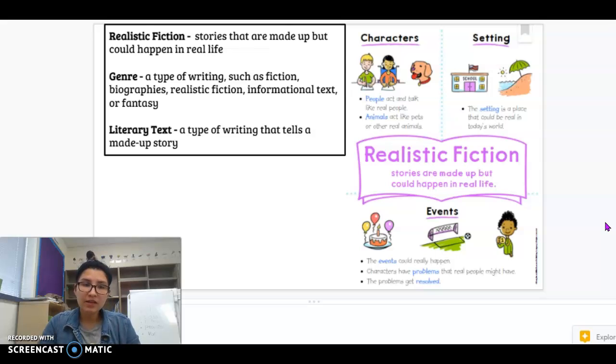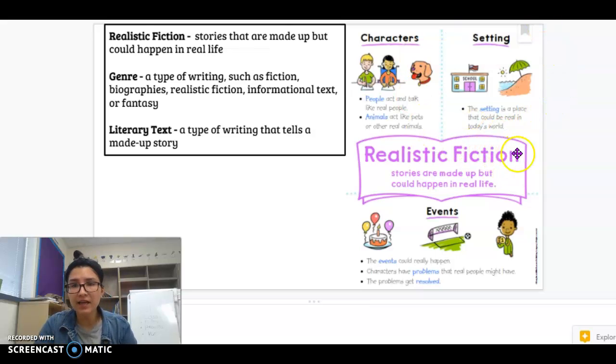So the ways you can figure out whether or not the story you're reading or listening to is a realistic fiction is by the characters, setting, and events. If you are noticing the characters, the people and animals in the story, the people act and talk like real people, that's a good clue it's a realistic fiction. If the animals act like pets or other real animals, so they're not talking to each other and they're not standing up on their back legs and they're not dressed like people are, if they're acting like real animals would, then that's a good clue that this story might be a realistic fiction.